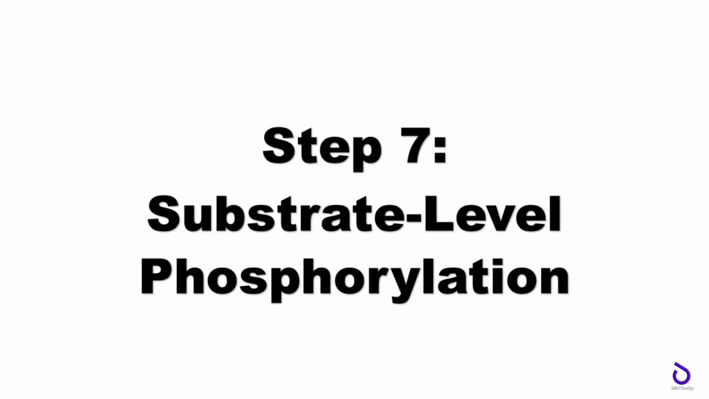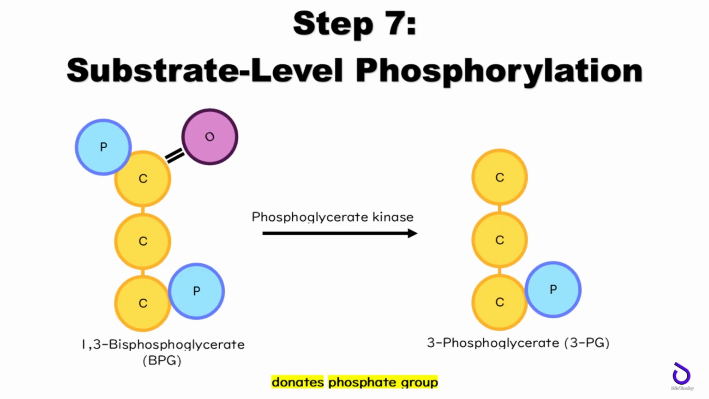Step 7, substrate level phosphorylation. 1,3-bisphosphoglycerate donates a phosphate group to ADP, forming ATP and 3-phosphoglycerate, catalyzed by phosphoglycerate kinase. Per glucose molecule, two molecules of ATP are generated, which helps to pay off the ATP debt from step 1 and step 3. Mg2+ ion is required in step 7.